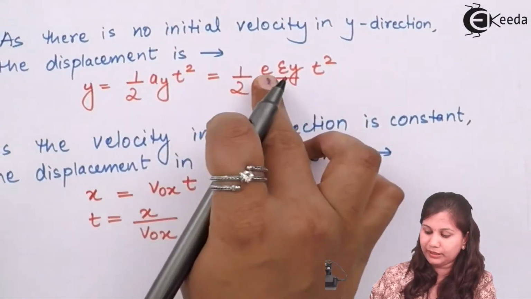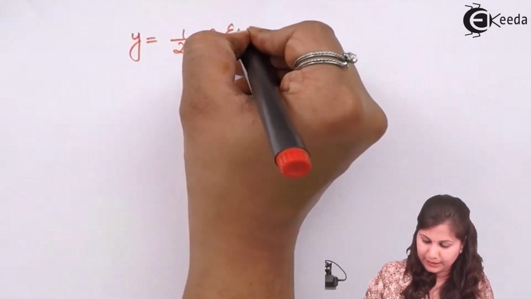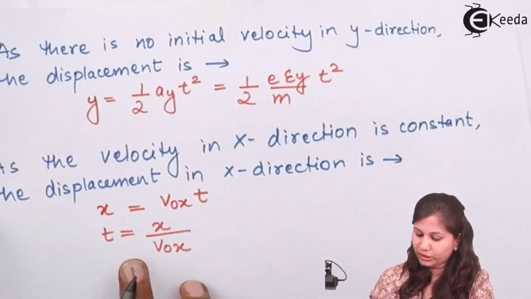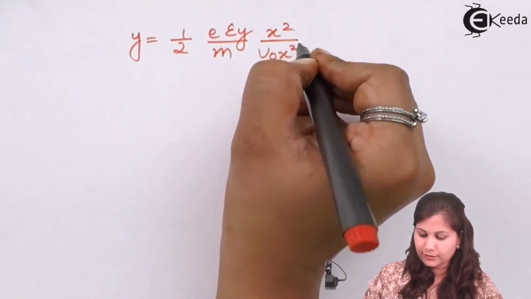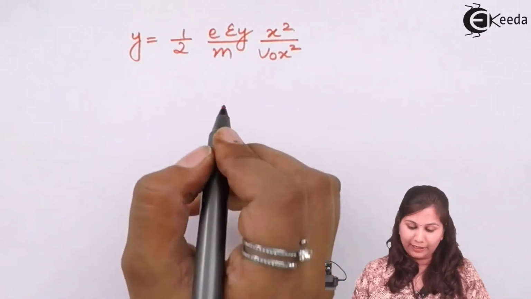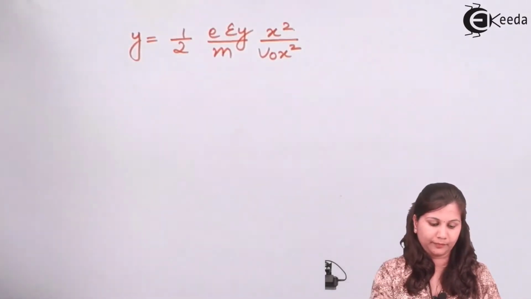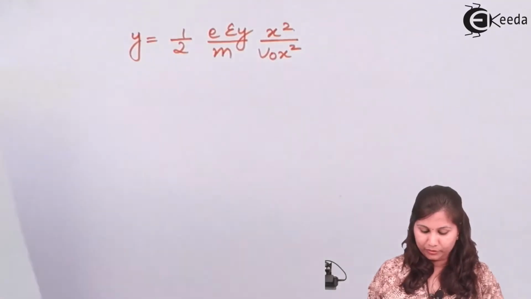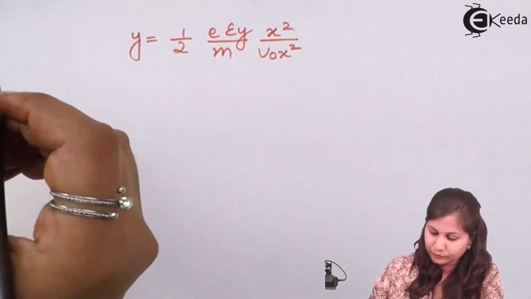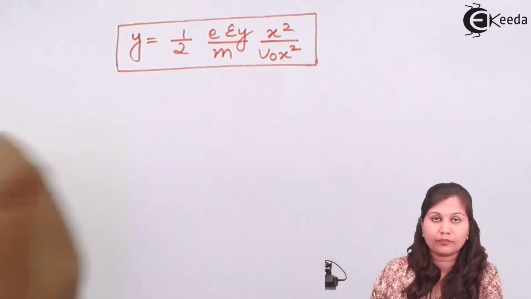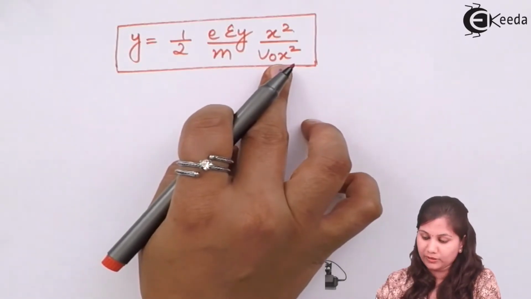y is what? Half e E_y by m into t square. So half e E_y upon m t square. So t is x upon V_ox, squared. So it will be x square upon V_ox square. Now the value of V_ox we already know, we have derived it earlier. V_ox is under root of 2e E_a upon m. So we can find out the value of the displacement by substituting the value of V_ox also here.